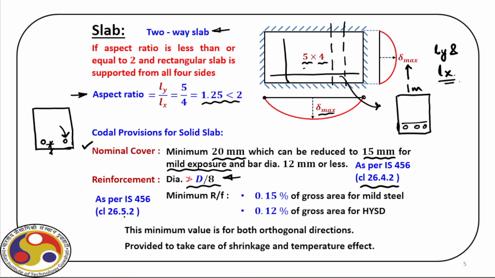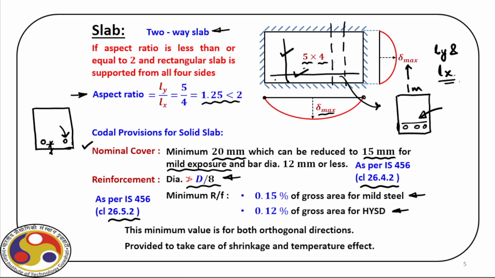And clause 26.5.2 also provides a requirement for minimum reinforcement, which is 0.15% of the gross area for mild steel and 0.12% of gross area for HYSD bars. Now, this minimum value is for both the directions. As I explained here, in case of a slab, we have to provide steel along shorter as well as along longer direction.